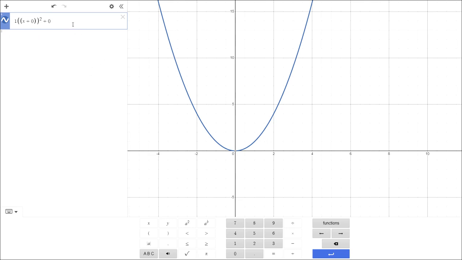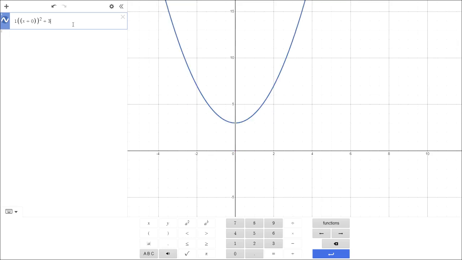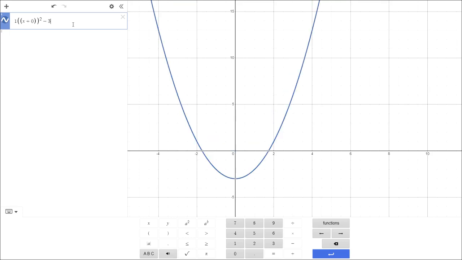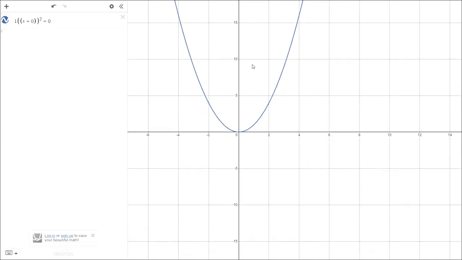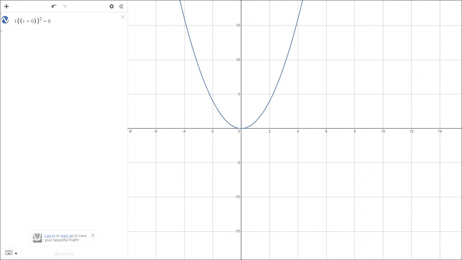And then the vertical movement here, so again, if I do +3, it goes up by 3. -3, it goes down by 3. So that one's very easy to see. It makes sense, right? Pretty straightforward. All right. So that is everything for transformations.